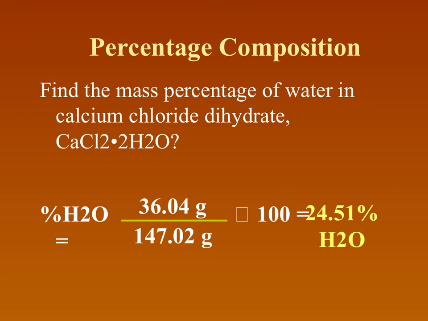Because of that, we can figure out how much of this overall product really is just pure water. And we do that the same way we did it before. We take the mass of just H2O, so 2 hydrogens and 1 oxygen that we got from the periodic table. So, add those together. And then we divide it by the mass of all of this, and then multiply it by 100, and you get that it's 24.51% water. That's how much water it is.